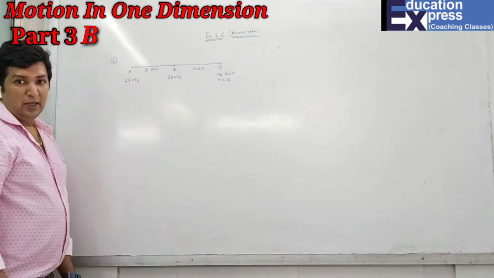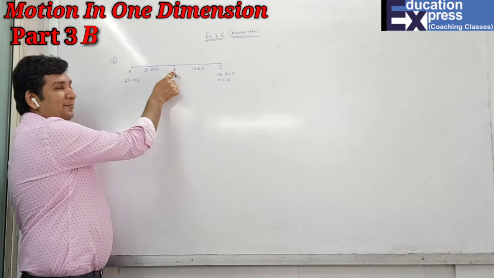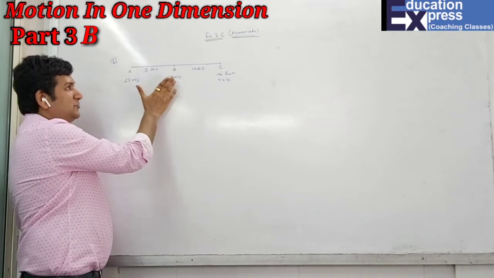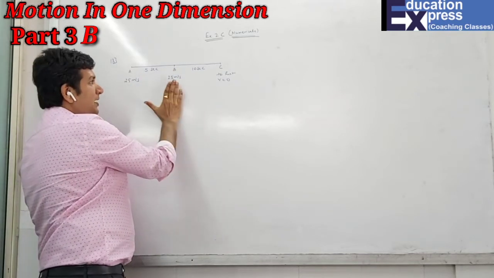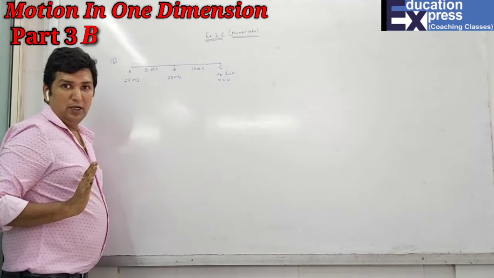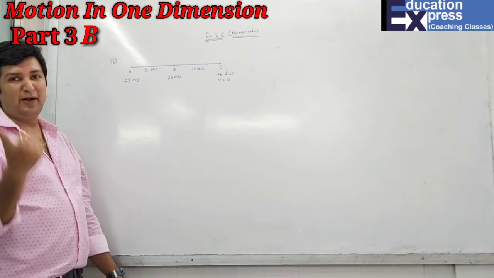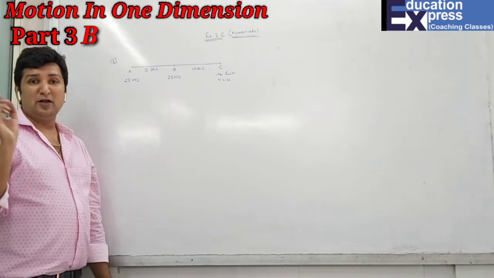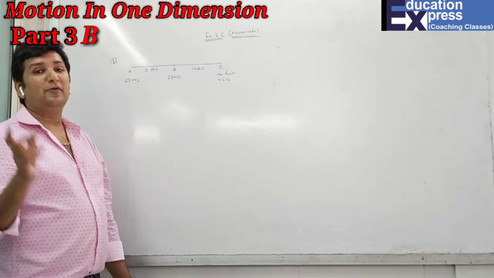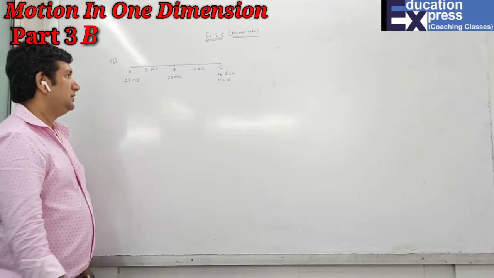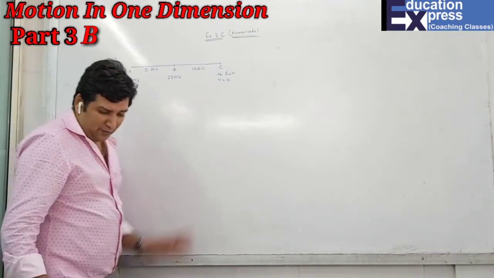And it took 10 seconds. So students, when I am taking A and B, A is initial, B is final. But in B and C, B is initial, C is final. So always you have to understand which 2 points you are considering, which is the initial point and which is the final point. The velocity at the initial point will be the initial velocity, the velocity at the final point will be the final velocity. So now the information is available.